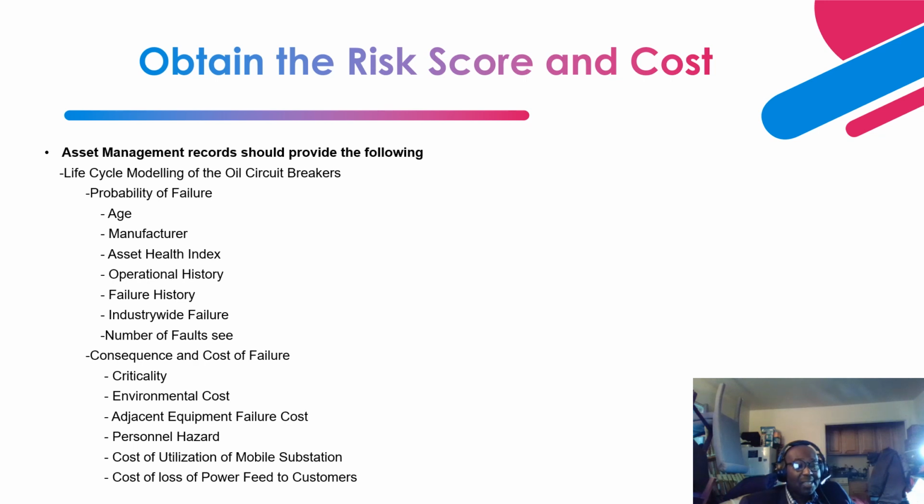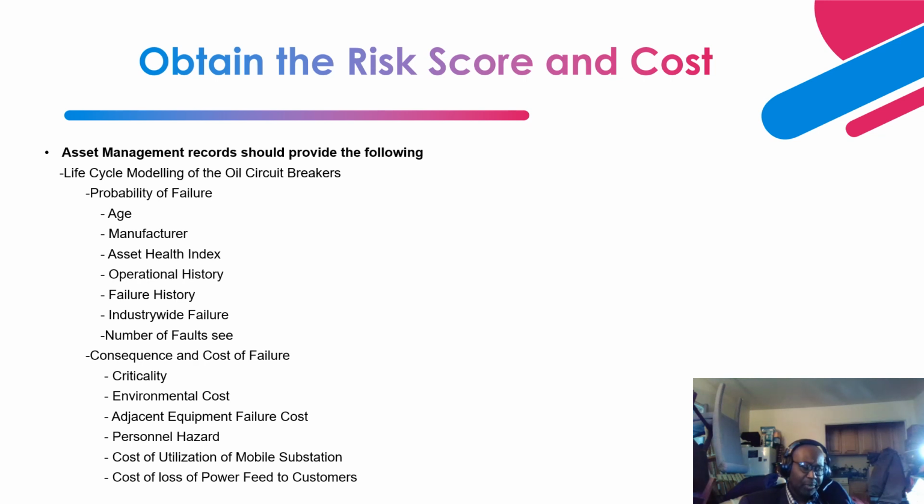Next is the consequence and cost of failure, right? The consequence and cost of failure is based on criticality, how critical that oil circuit breaker is. Is it feeding, basically providing power to critical customers? Next is the environmental cost, right?